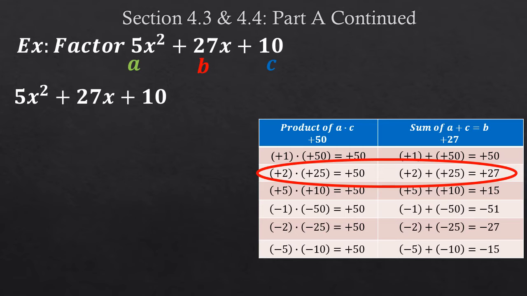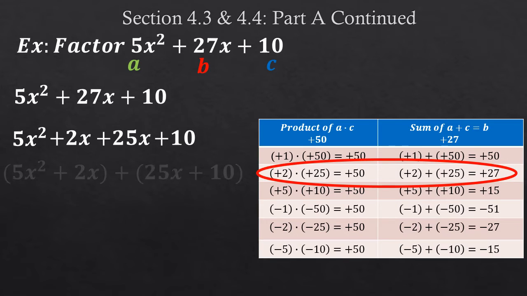If you take a glance at the sets that I've listed here, you see the correct pair would be a positive 2 and a positive 25. Now, what do you do with those two numbers? Taking those two numbers, you must rewrite 27x using those two numbers. So 27x now becomes 5x to the second plus 2x plus 25x plus 10. Now, if you notice, by doing the ABC method, I've just created 4 terms.